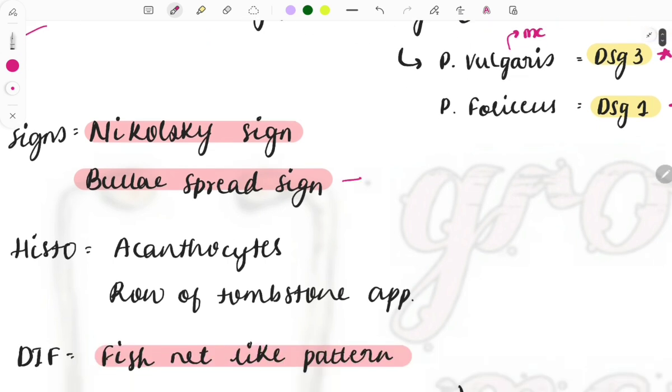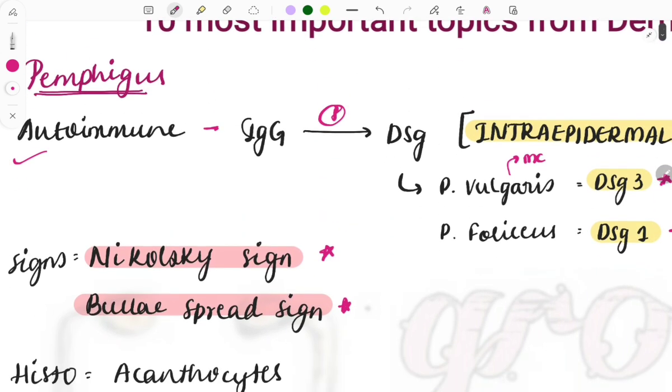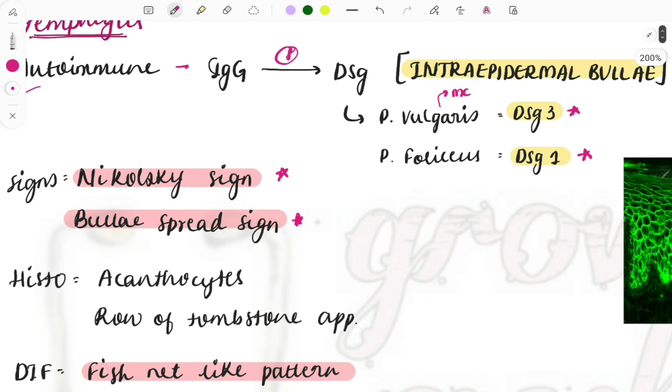Bulla spread sign means whenever you put pressure on the bulla, it will spread to the surrounding area. Okay, so that one is called the bulla spread sign, and whenever you see these things in the question, then think in terms of pemphigus. Okay, so if pemphigus is given in the options, then that will be the answer.